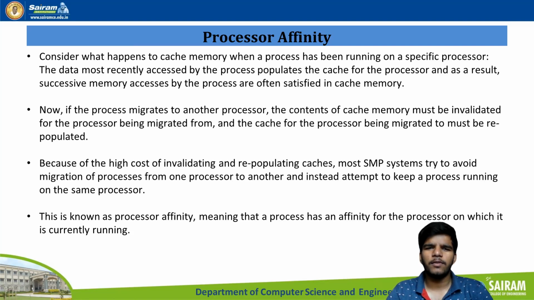Because of the high cost of invalidating and repopulating caches, most symmetric multiprocessor systems try to avoid migration of processes from one processor to another and instead attempt to keep a process running on the same processor. This is known as processor affinity. It means a process has an affinity for the processor on which it is currently running.